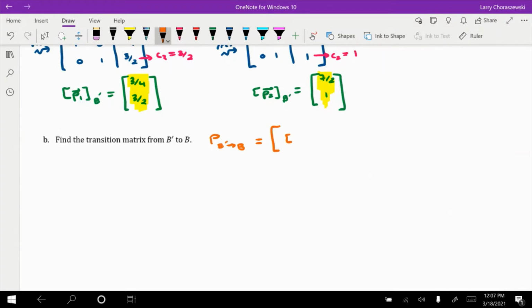This time you want to solve your linear combination involving the polynomials P1 prime and P2 prime. So that should be P1 prime in the first column and P2 prime relative to the old basis B in the second column. Okay, so you've got two calculations to do: P1 prime relative to the old basis B, and then P2 prime relative to the old basis B.